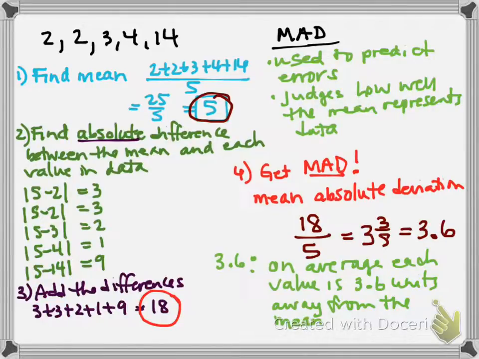So that means 2 is 3.6 away from 5, 3 is 3.6 away from 5, 4 is 3.6 away from 5, and the answer is nuh-uh. And that's because what Marlene mentioned was the outlier. Okay, so this is basically saying this is not a very good set of data. So mean bad.